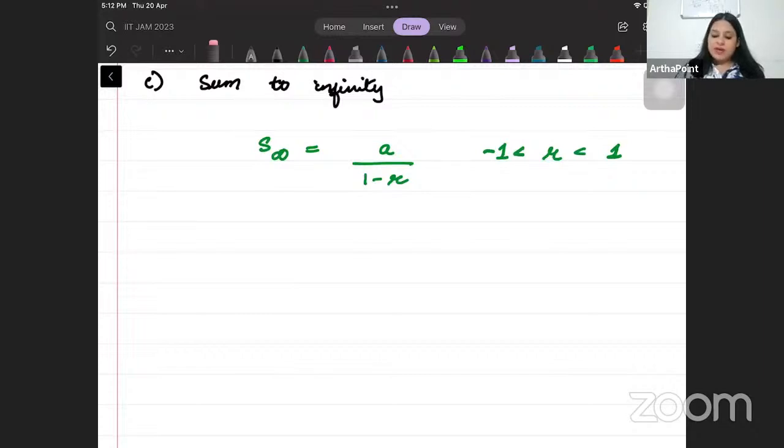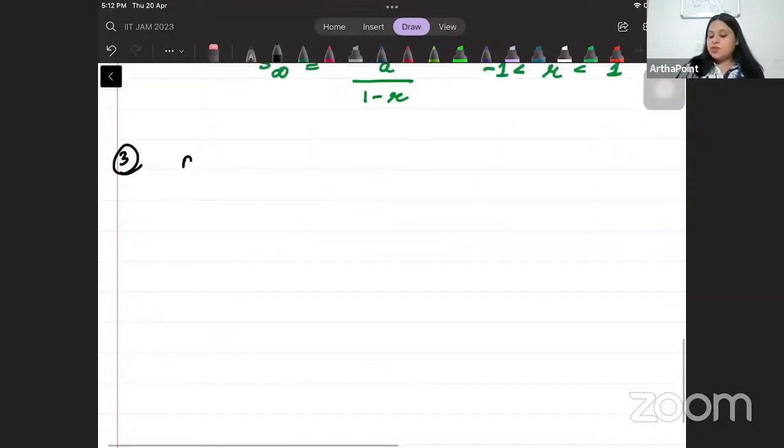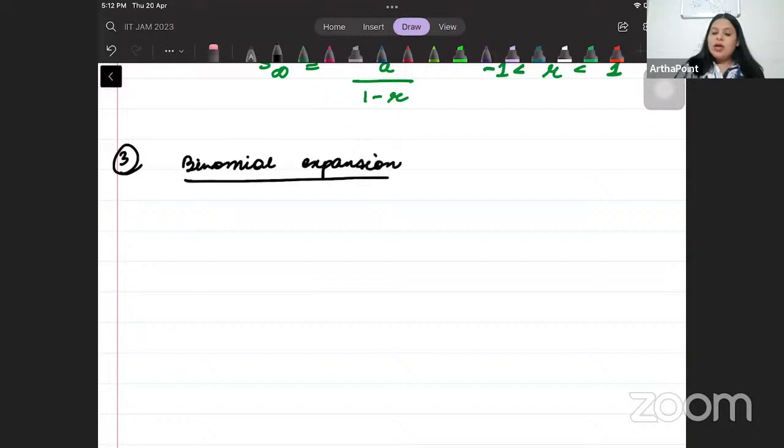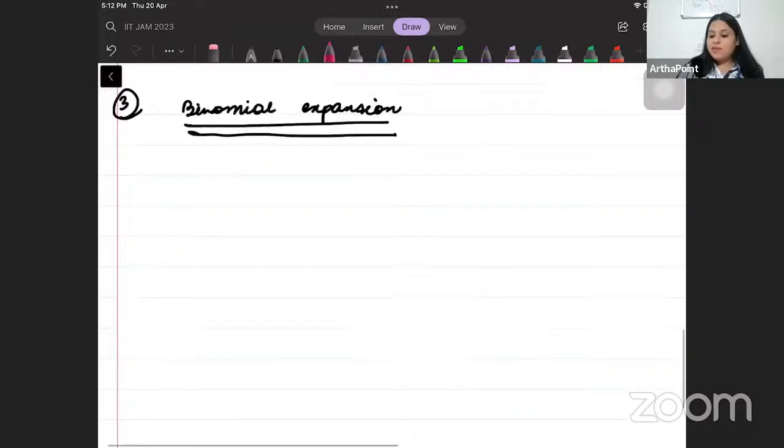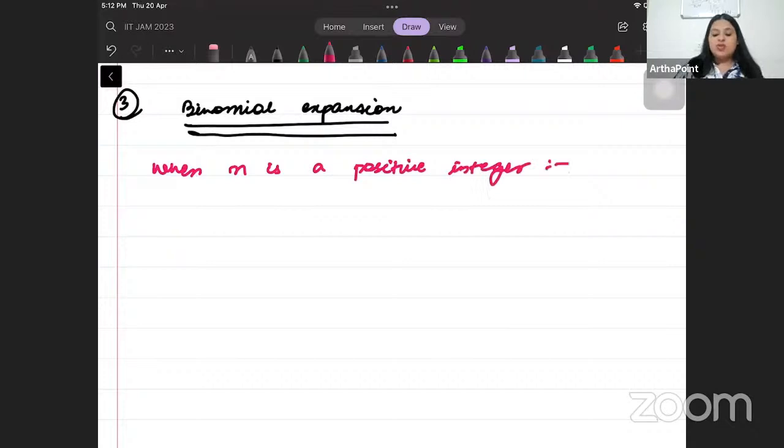Now let us go one step ahead and talk about the third type of formulas that we need to write, which is called binomial expansion. Beta, these formulas will definitely be used in some entrance exam or the other. These formulas should be on your fingertips at any cost. Okay, so in binomial expansion we say that when n is a positive integer, then the binomial expansion works like this.